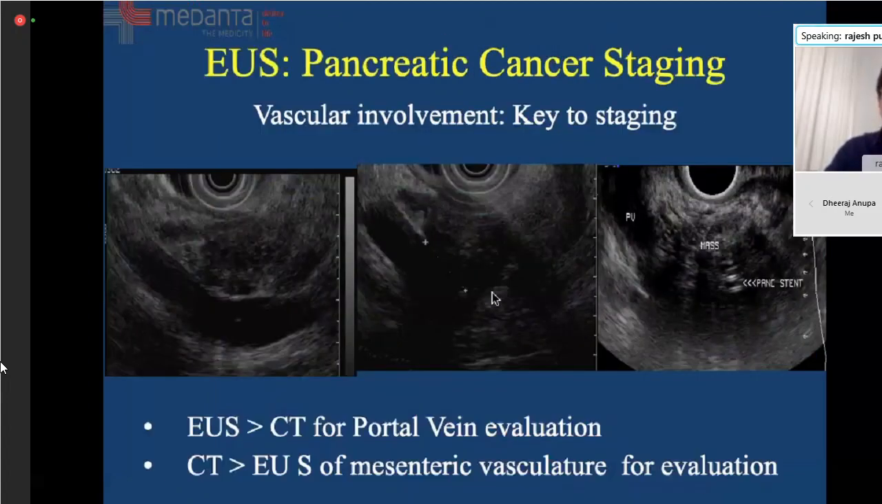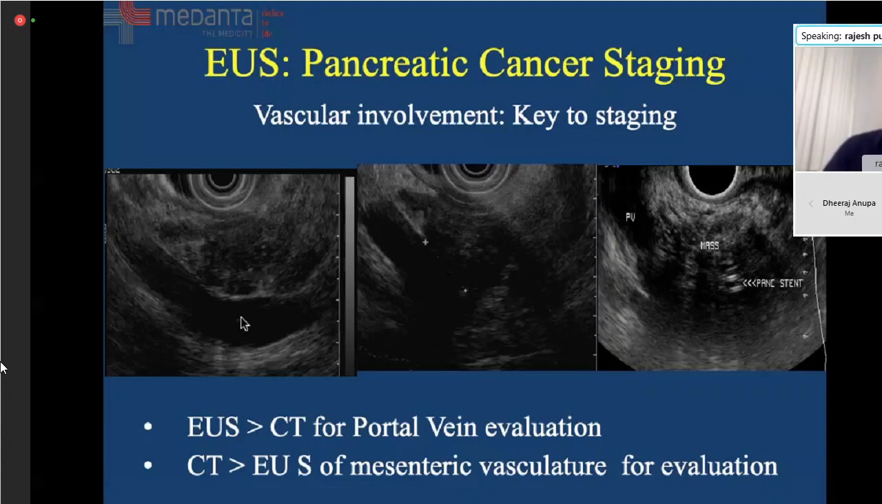So this is how you know the portal vascular invasion. You see this is the vessel, the splenoportal confluence. Here you see the planes are maintained, here the planes are lost, and here the tumor has invaded the portal vein. So if it is more than 180 degrees, or the portal vein is involved on both sides, or SMV is involved on both sides on the EUS, then it requires neoadjuvant chemotherapy.